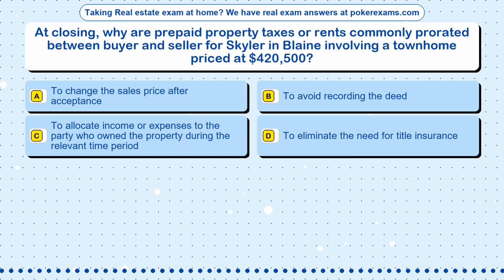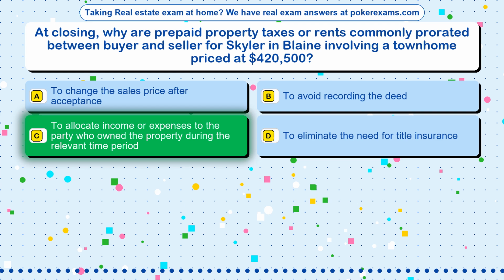Question 79. At closing, why are prepaid property taxes or rents commonly prorated between buyer and seller for Schuyler and Blaine involving a townhome priced at $420,500? Option A. To change the sales price after acceptance. Option B. To avoid recording the deed. Option C. To allocate income or expenses to the party who owned the property during the relevant time period. Option D. To eliminate the need for title insurance.